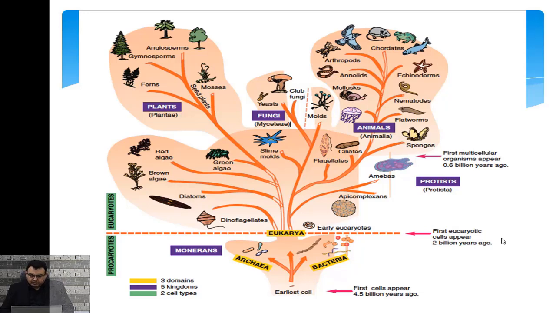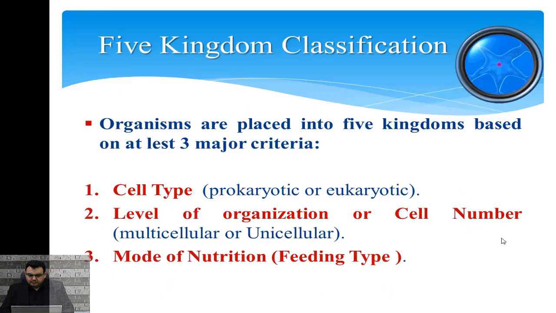Whittaker classification, five kingdoms. In this classification, organisms are placed into five kingdoms based on at least three major criteria. Number one, cell type: prokaryotic or eukaryotic. Two, level of organization or cell number: multicellular or unicellular. Three, mode of nutrition, or feeding type.